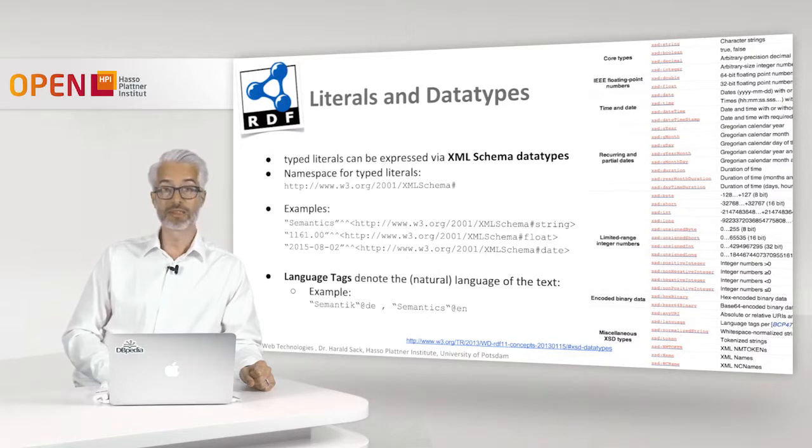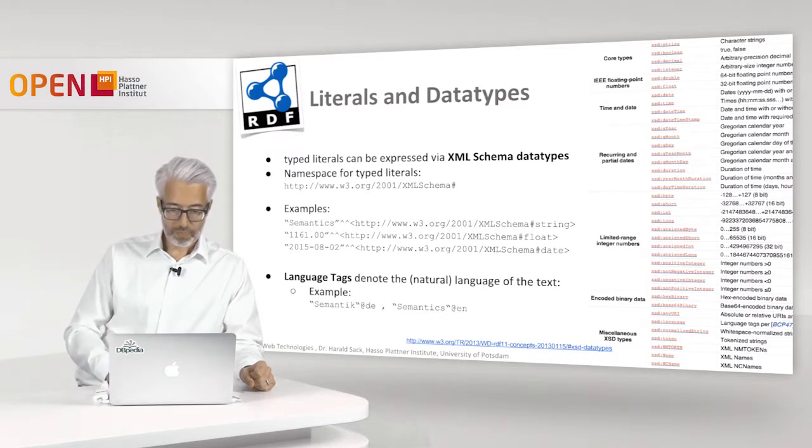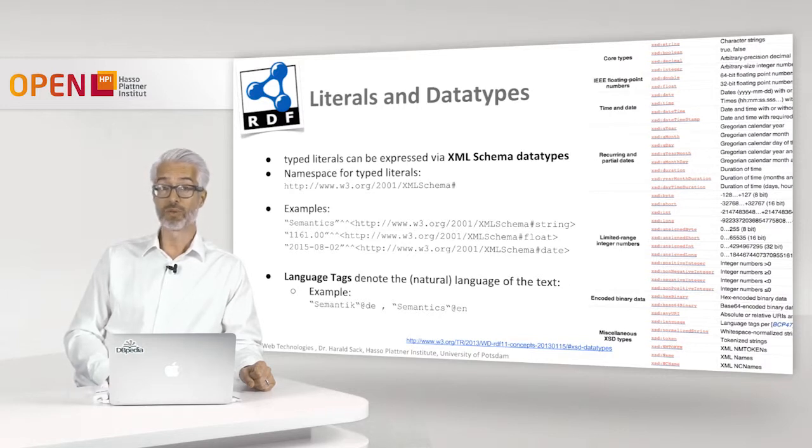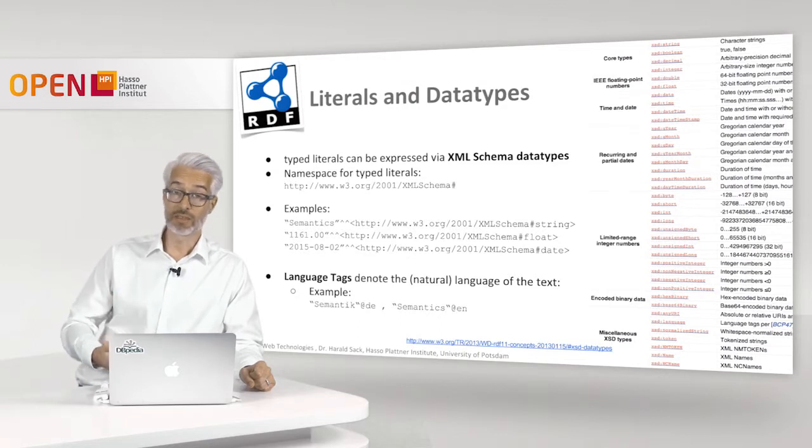Or the next example is the date. So this is the 2nd of August 2015, and this is an XML schema hash date. So with the help of this XML schema data type namespace, you will be able also to express data types with literals, which provides additional semantics.